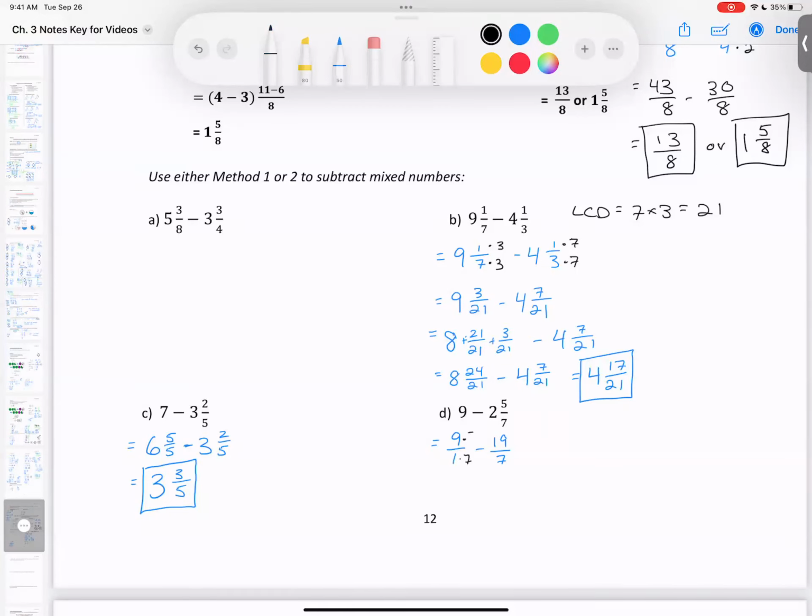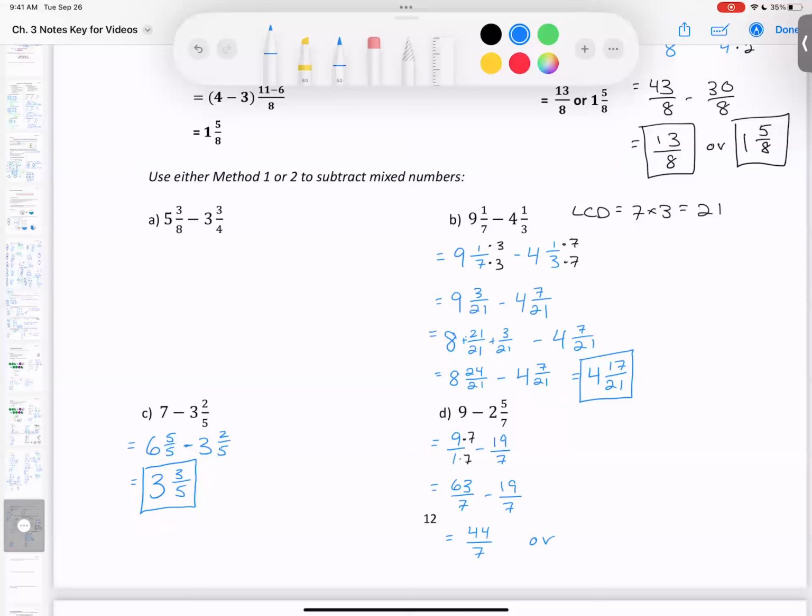So I can multiply this first fraction by 7. That's going to give me 63 over 7 minus 19 over 7. Now I've got that common denominator. So we can subtract the numerators. So 63 minus 19 gives me 44. So I have 44 over 7.